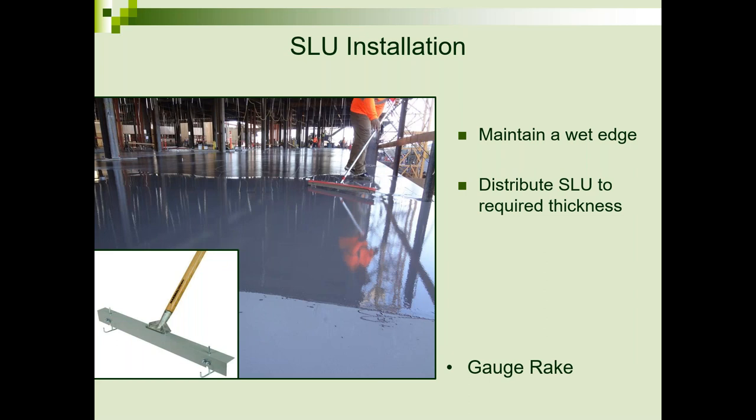Once the product is poured out or pumped, a gauge rake is used to distribute the product. You'll notice on the gauge rake, there are adjustable feet. This will adjust the level or thickness of the underlayment product.